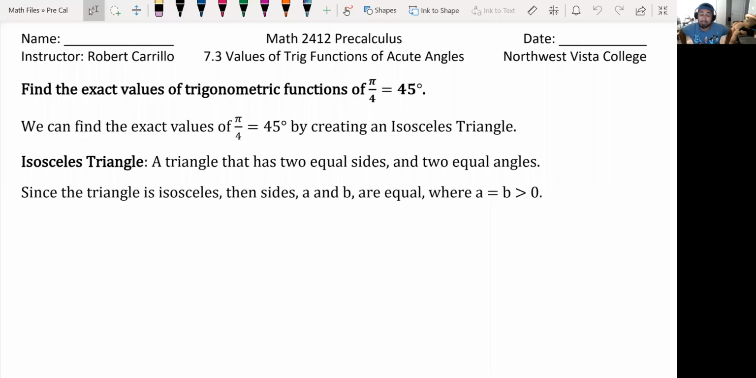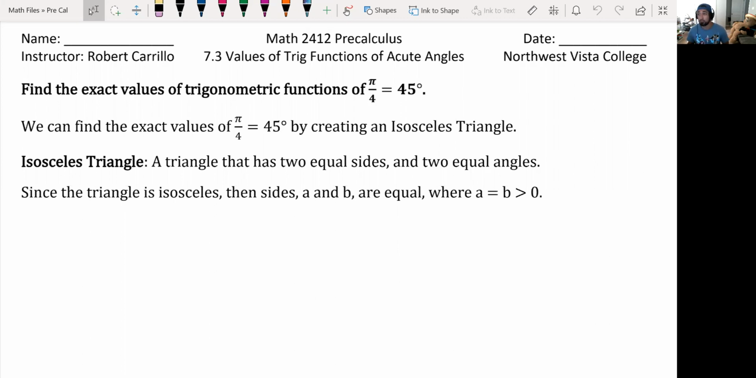Okay, everybody. This is 7.3. It's an exciting section because it helps you fill out your unit circle that I gave you in the 7.1 notes, if you saw it at the very end. And it lets us know where those actual coordinates come from.